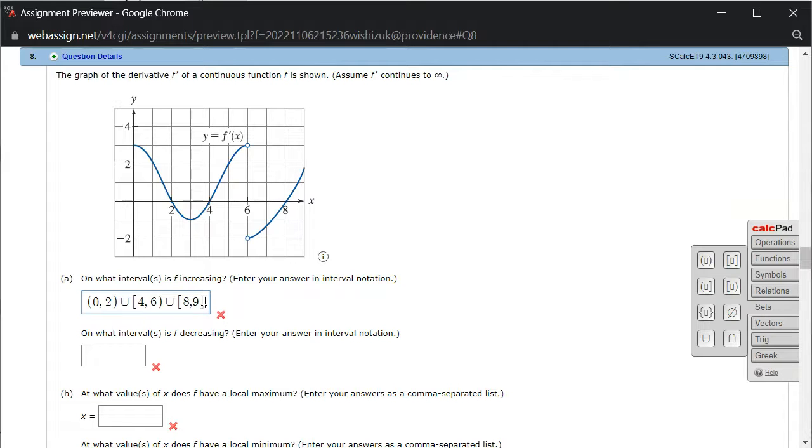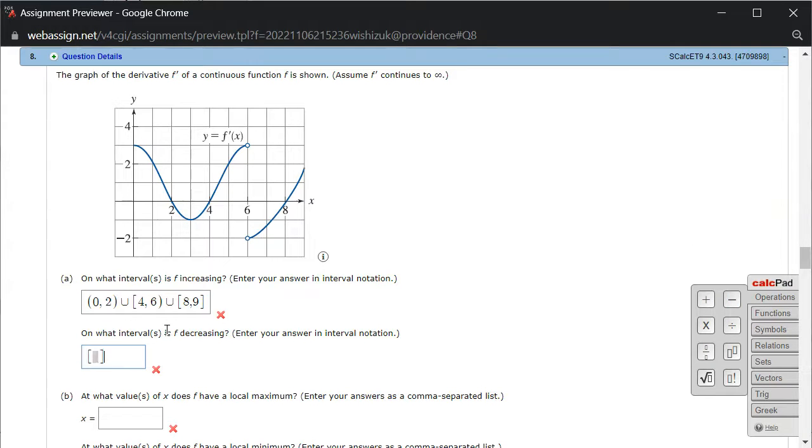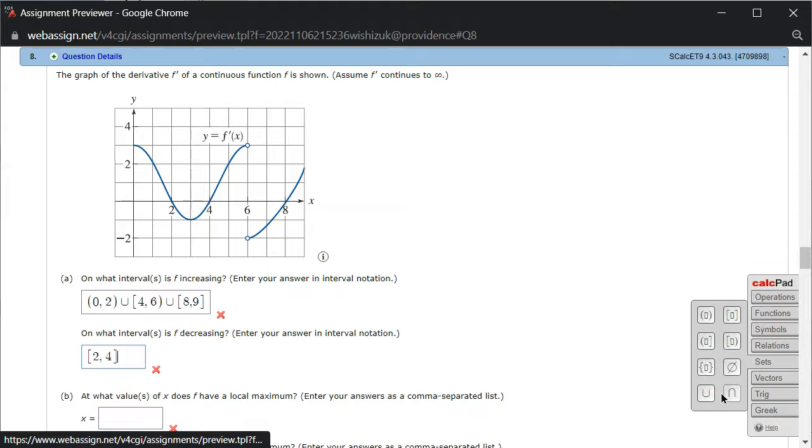So let's check. Actually, let's do the decreasing too. Decreasing would be between 2 and 4, so it's 2 to 4, and a union there, set union here. And then between 6 and 8, not including 6, but 8 we can include.